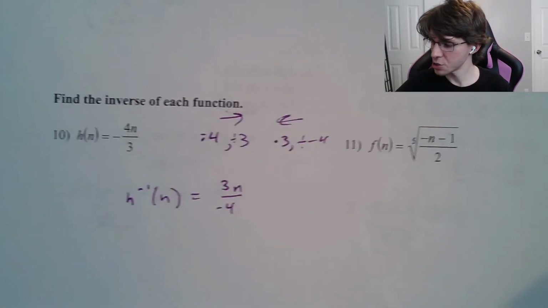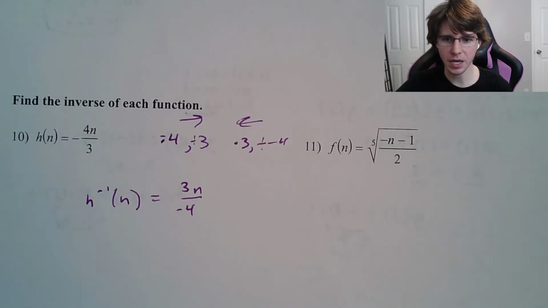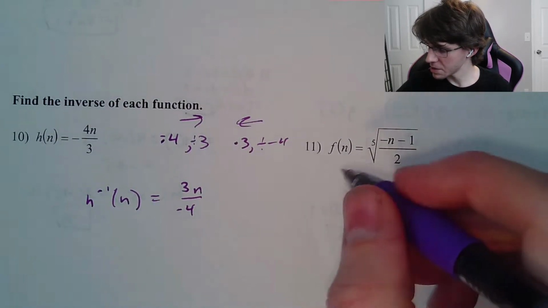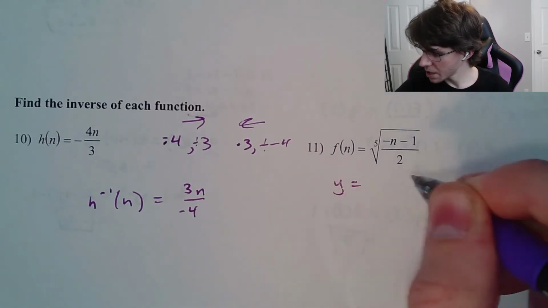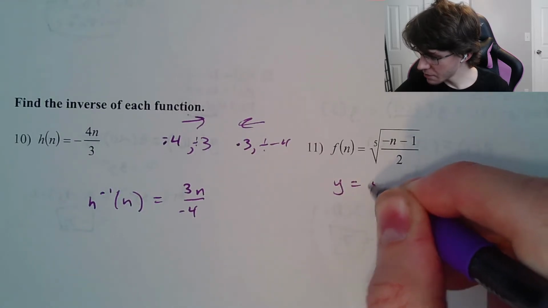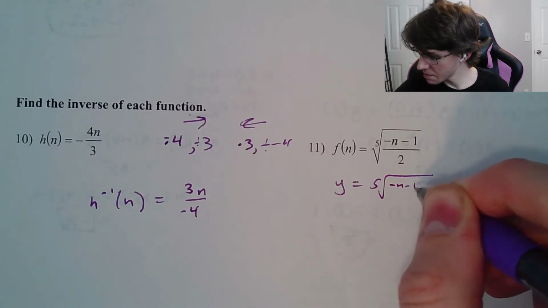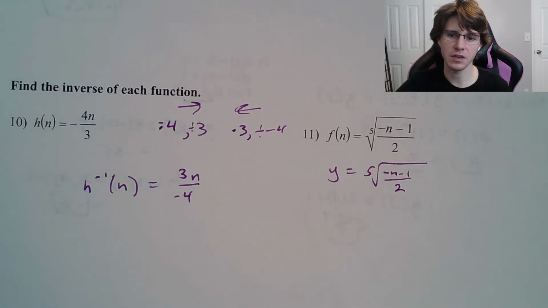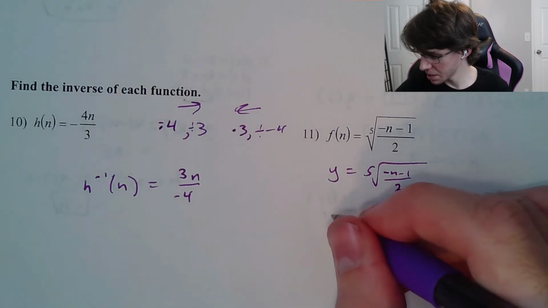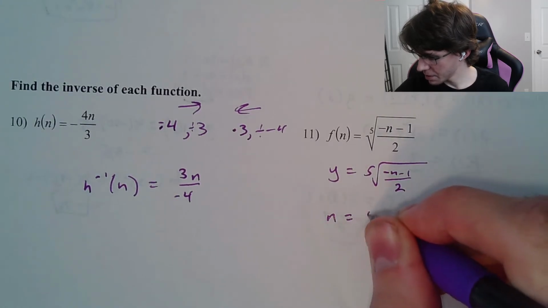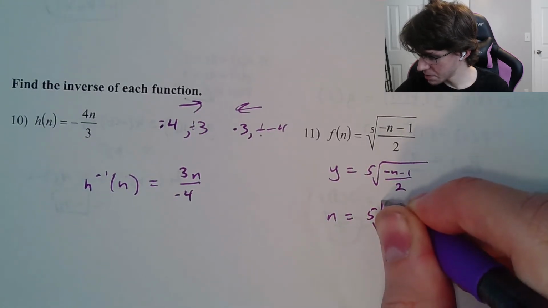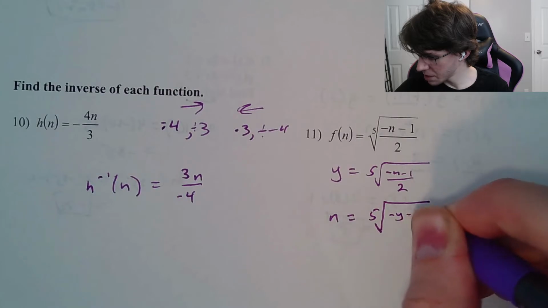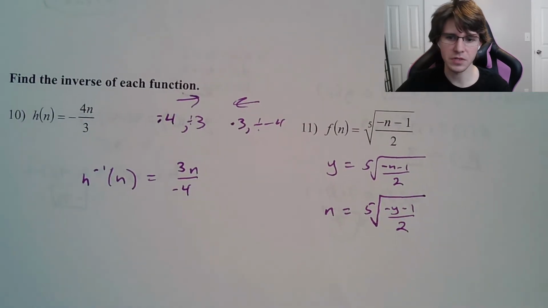This one over here, I'll just choose arbitrarily to do it by hand. So for the by hand method, I'm going to rewrite this as y equals the 5th root of negative n minus 1 divided by 2. Replace all of the y's with x's, or in this case, they're n's. So we have that 5th root of negative y minus 1 divided by 2. And we have to solve this equation.